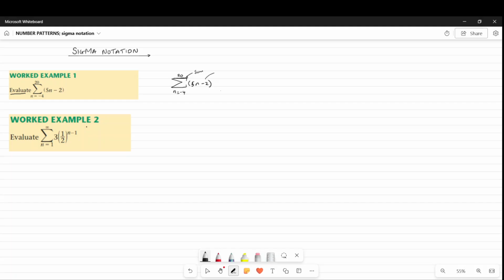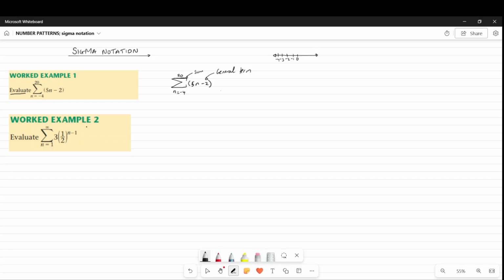And this over here is our general term. The first thing, if you're given the general term and they want you to find the sum, you will need at least three terms. You need to find three terms. Over here you can draw a small number line, so we can have 0, -1, -2, -3, and -4.